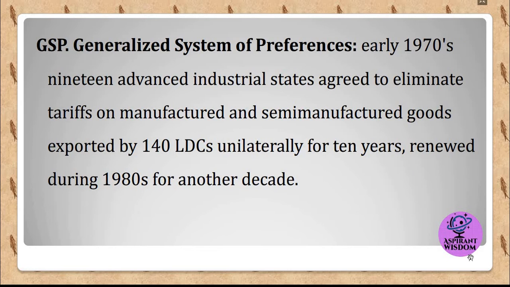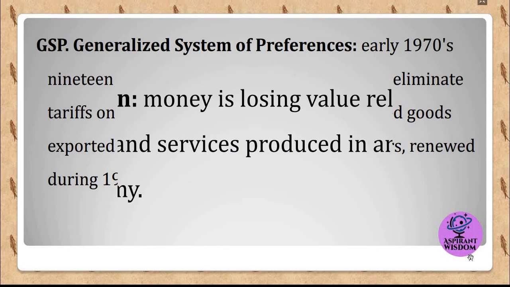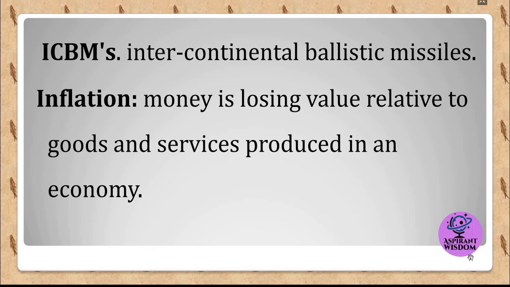GSP. Generalized System of Preferences, early 1970s. 19 advanced industrial states agreed to eliminate tariffs on manufactured and semi-manufactured goods exported by 140 LDCs unilaterally for 10 years, renewed during the 1980s for another decade. ICBMs. Intercontinental Ballistic Missiles. Inflation. Money is losing value relative to goods and services produced in an economy.